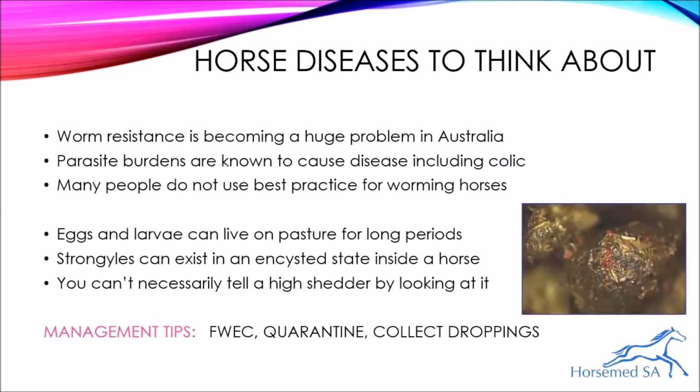So sort of covered this. Worm resistance is becoming a really big problem in Australia. I think we've covered that already. Parasite burdens cause a lot of disease, and a lot of people don't use best practice. This is a whole other webinar in itself, but if you're sitting at home thinking, no problem, I use the rotational wormer, I worm with Strategy T or whatever, I follow the little worming chart that I got, you're not doing it right. I hate to break it to you.